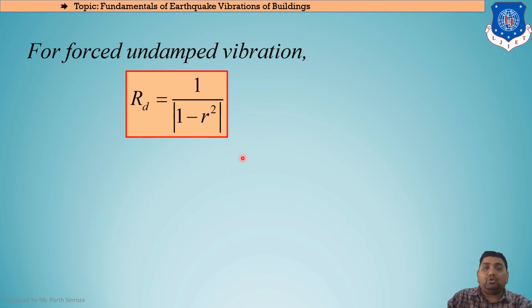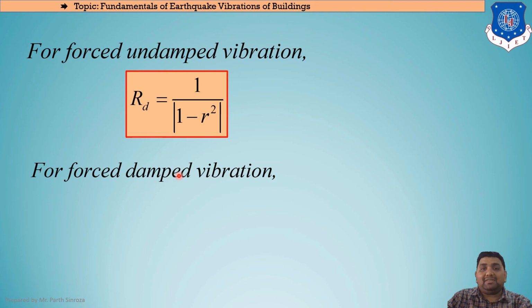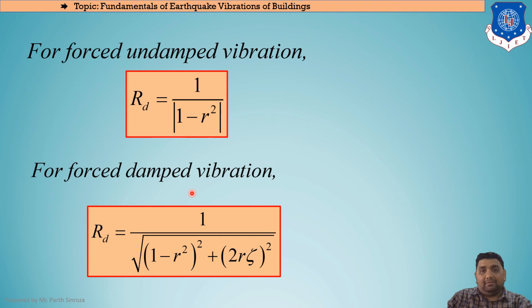The next case will be for force damped vibration. Force damped vibration means the external force is acting on the system as well as dampers are provided to the system. Then the magnification factor, that is RD, will be substituted by this equation that we have already seen earlier. The equation is 1 upon under root of (1 minus r square) the whole square plus (2r zeta) whole square, where r is our frequency ratio, which will be omega dash upon omega, and zeta is our damping ratio, that will be C upon Cc. So this is the term that we will be using.